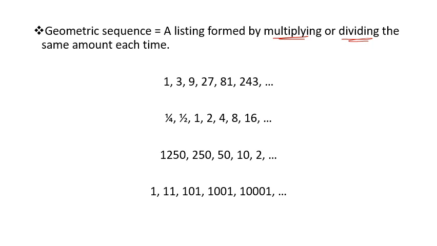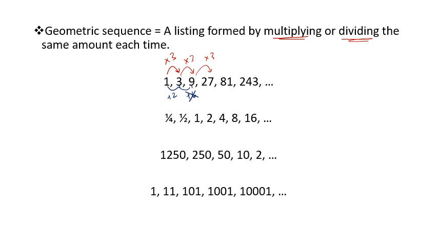So here we can see we're multiplying by 3, we're multiplying by 3, we're multiplying by 3. Now, if I tried to check and see if this was arithmetic, you could see we have plus 2 and then plus 6. So we're already done. We can tell straight away this is not arithmetic because we're not adding the same amount each time. As it turns out, it is geometric.